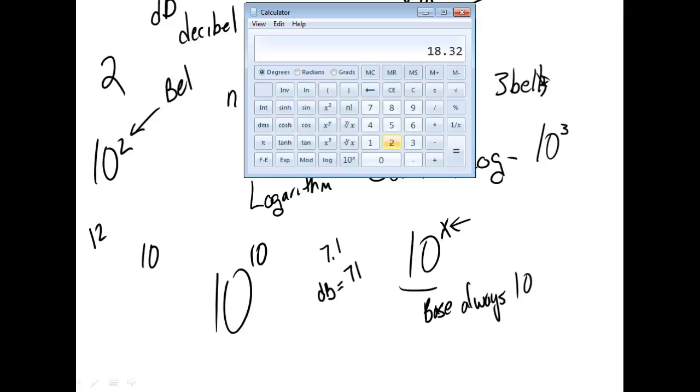I would shift the decimal point to the right, I'm sorry, I'd shift it to the left. And I would use 1.832, and then I'm going to raise 10 to that power. It's supposed to be 68, and it came up to be what?